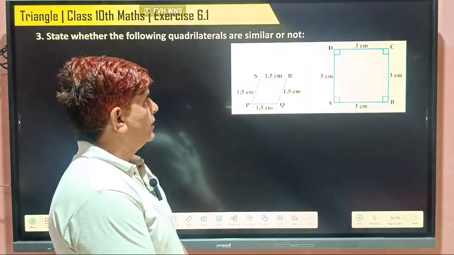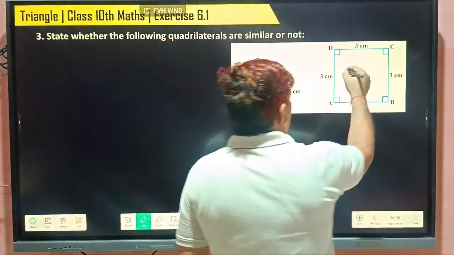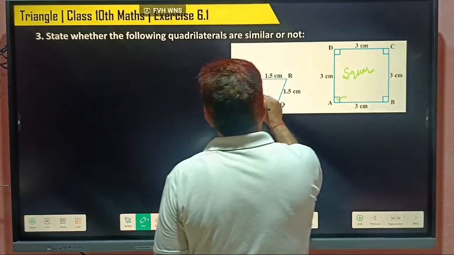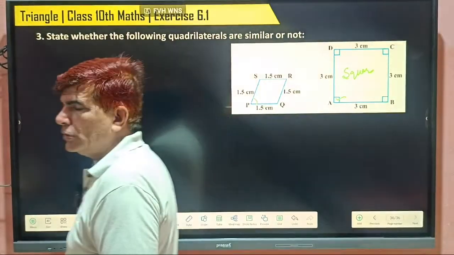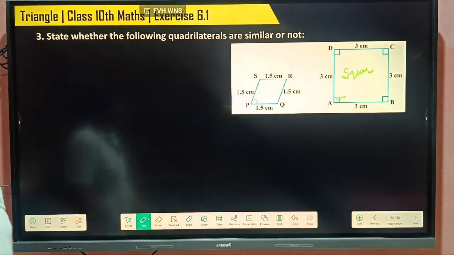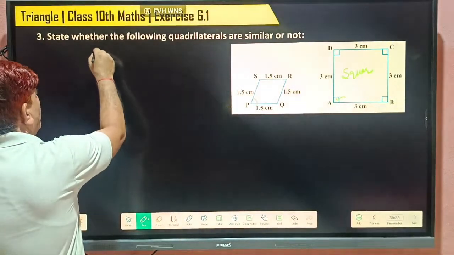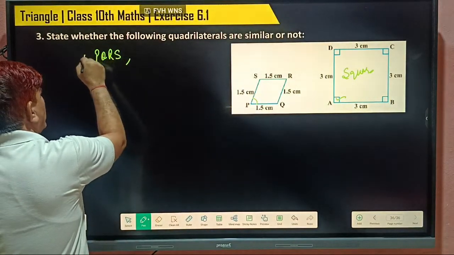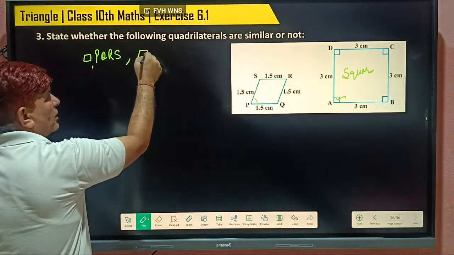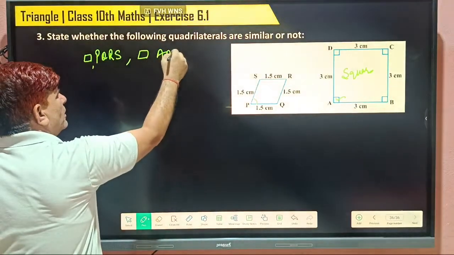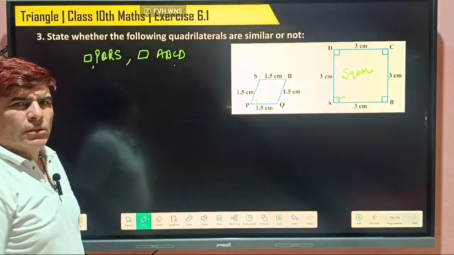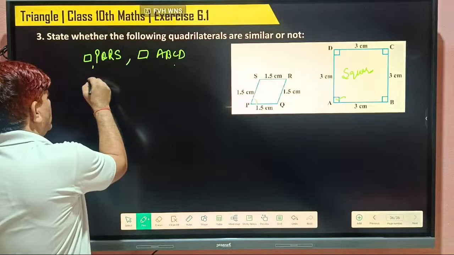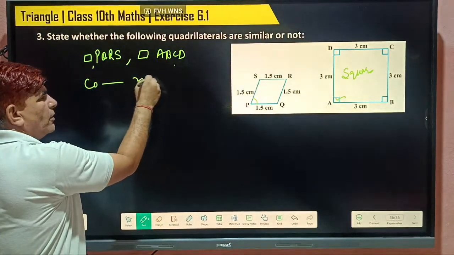So directly, what can I say? This figure is a square. Is this angle equal to this angle? No. If we apply the similarity rule, this is quadrilateral PQRS, and this is also quadrilateral ABCD. So the angles are not equal. This is the first condition: corresponding angles must be equal.